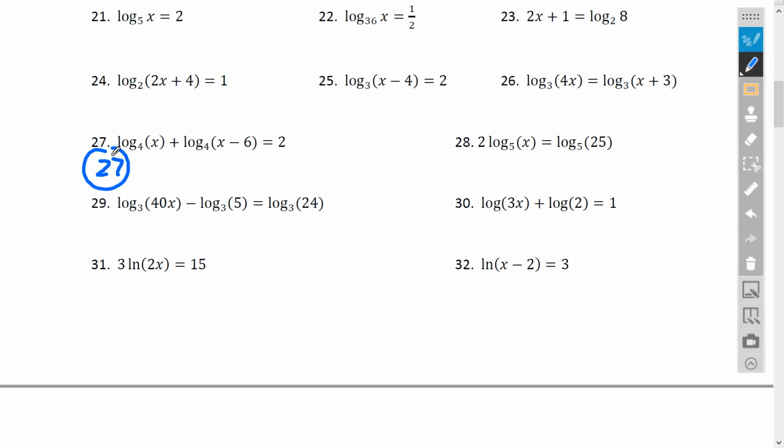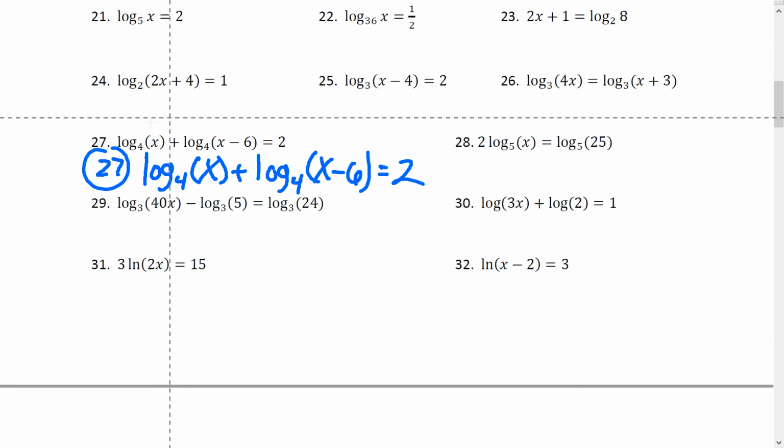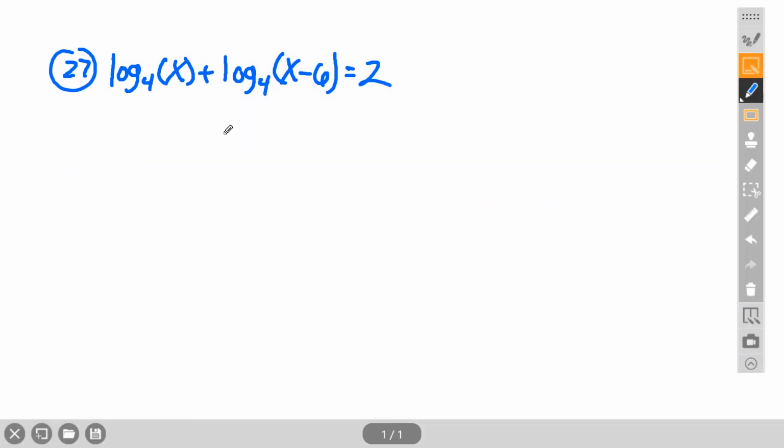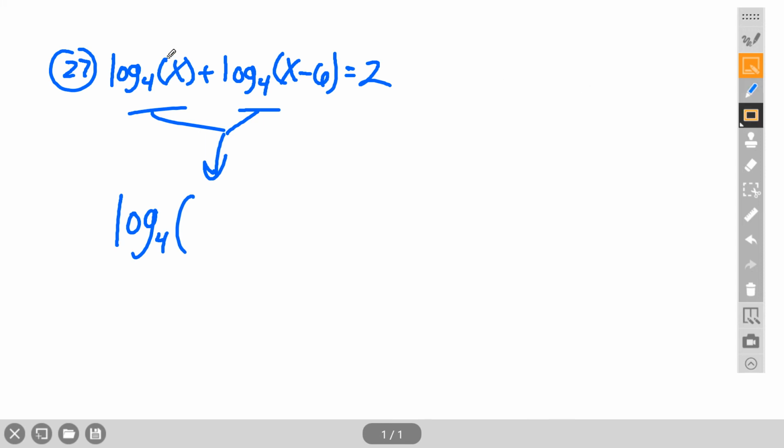Number 27. Log base 4 of x plus log base 4 of x minus 6 equals 2. Okay, so this is the properties of logs. We have two logs on the same side added together. So in order to put these into a single logarithm, we have to multiply what's inside of the logs, x and x minus 6. So if you multiply x times x minus 6, you get x squared minus 6x.